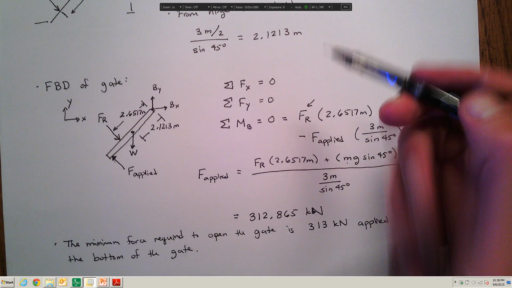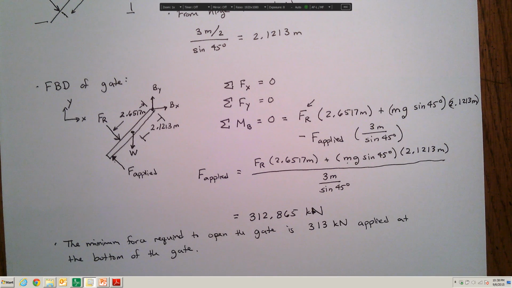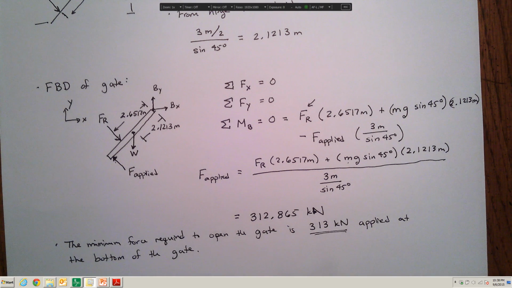And in that manner, we have shown why this is the case and why this is the minimum force that needs to be applied, and how all of the other forces interact.